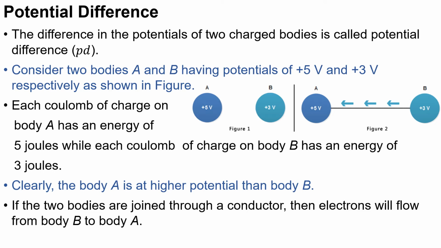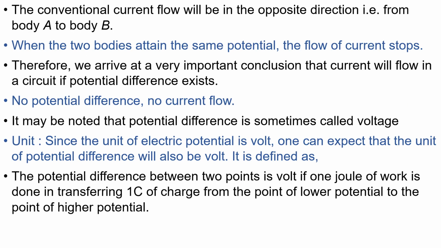If the two bodies are joined through a conductor, then electrons will flow from body B to body A. Here, you should note that the conventional current flow will be in the opposite direction, that is, from body A to body B. When the two bodies attain the same potential, the flow of current stops. Therefore, we arrive at a very important conclusion, that current will flow in a circuit if potential difference exists. No potential difference, no current flow.